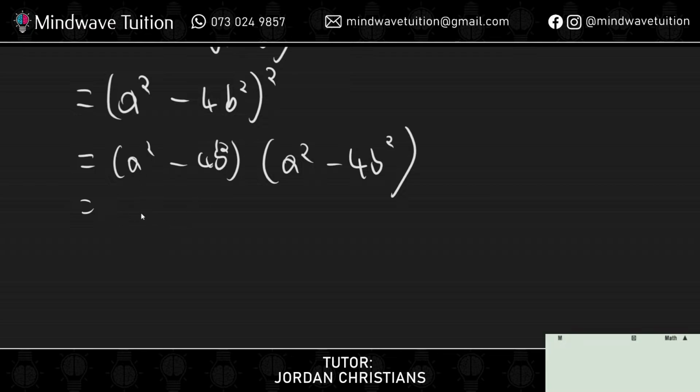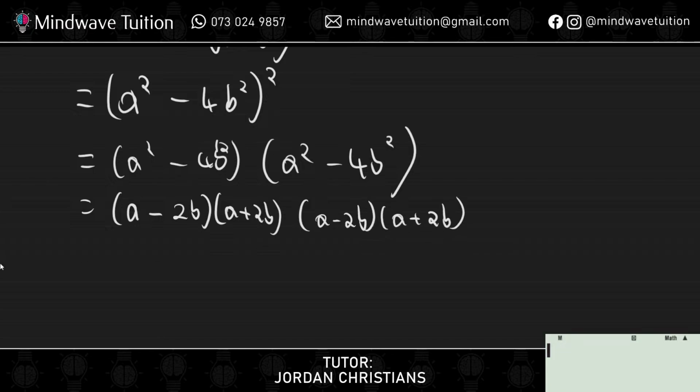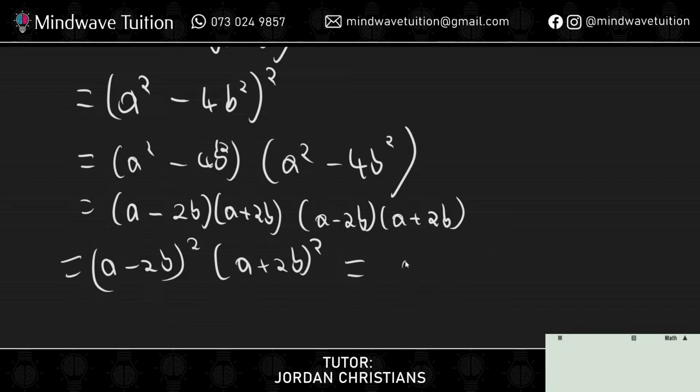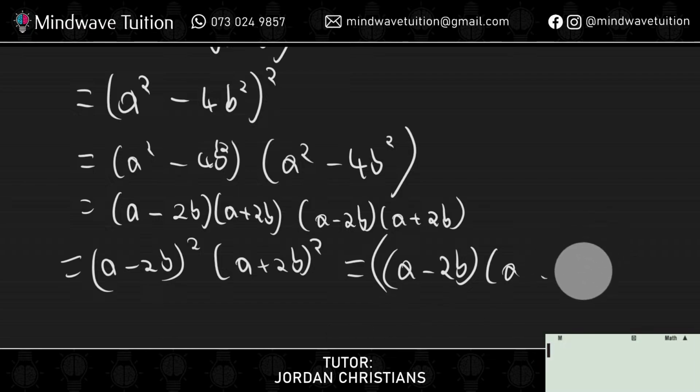So a squared minus 4b will give me a perfect square, so that's a minus 2b, a plus 2b, and this one will give me the exact same, a minus 2b, a plus 2b. We can rewrite this as a minus 2b all to the power of 2 because there's two of them, times a plus 2b all to the power of 2 because there's two of them, or even simpler, a minus 2b times a plus 2b all to the power of 2. I don't recommend that last one because it's not necessary.